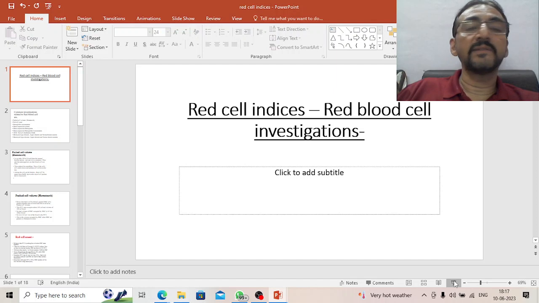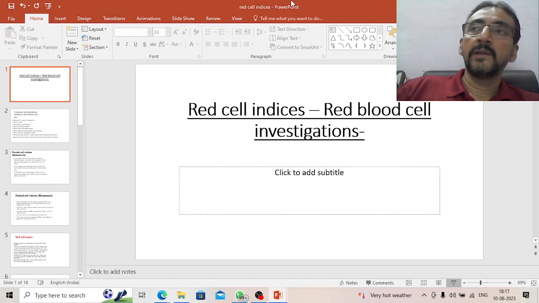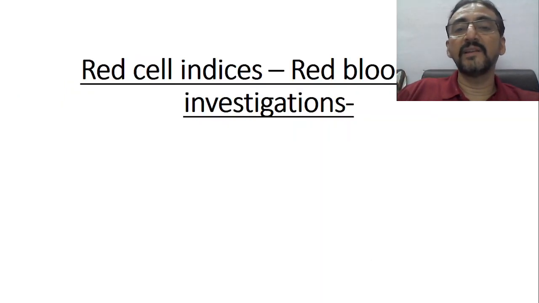So today we will discuss one very important topic in clinical practice, that is the red cell indices. Red blood cell investigations. What are all the investigations which are related to RBC, red blood cell, and how will they help us in clinical practice.